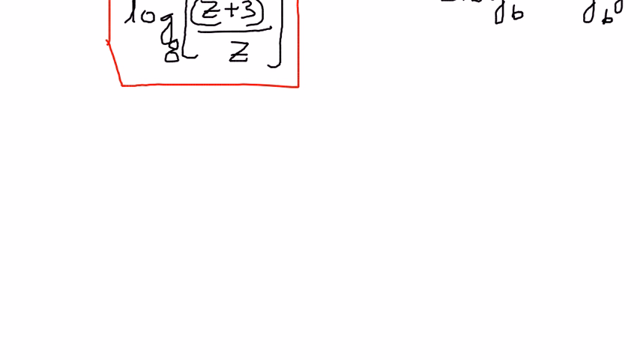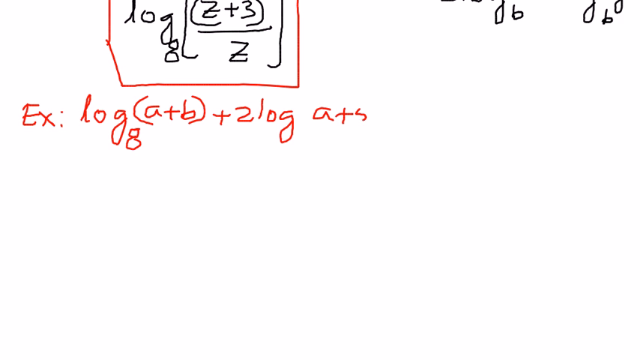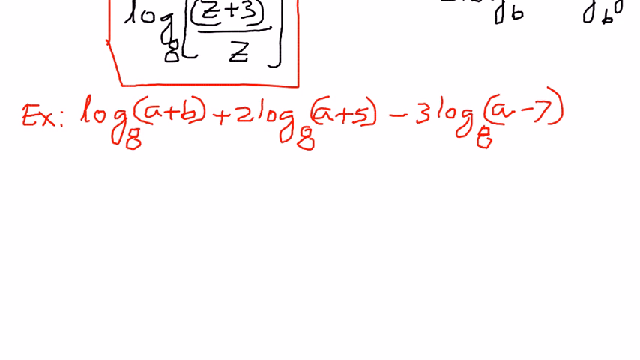In this next example, let's say we want to write the given logarithm as a single expression. Again, let's say the expression is as follows: log (a + b) to the base 8 plus 2 log (a + 5) to the base 8 minus 3 log (a - 7) to the base 8. Okay, so we can use the power rule and then write these expressions as follows.